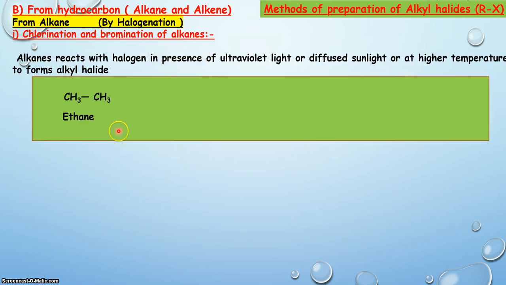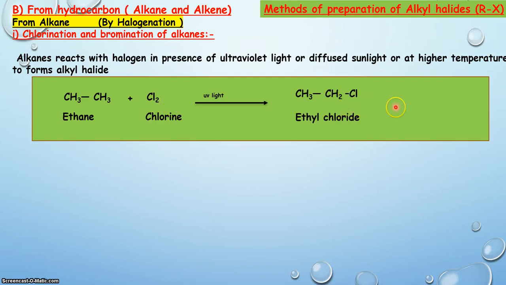Here is one example. Ethane reacts with chlorine in presence of UV light. So what is the pattern of this reaction? Hydrogen of this ethane will be replaced by chlorine. Here we can replace hydrogen of this carbon or hydrogen of this carbon. Indirectly the product will be the same. That is, if we are replacing the hydrogen of this carbon and it is replaced by this chlorine, the product is ethyl chloride and byproduct is HCl.